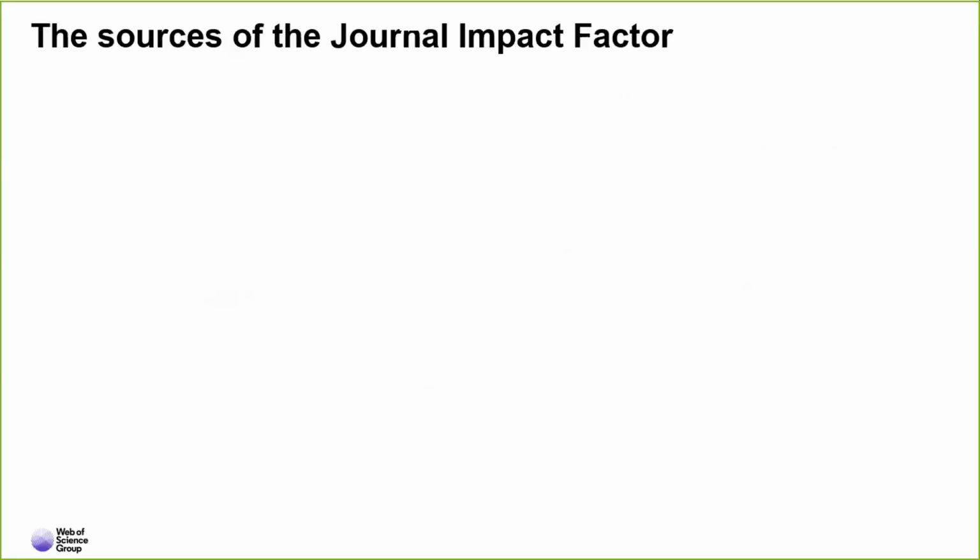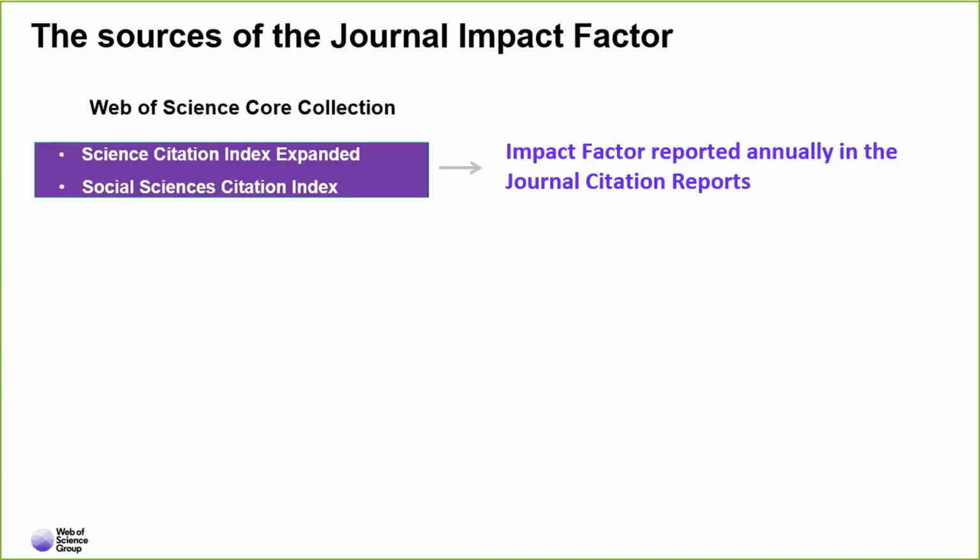Okay, so the sources of the journal impact factor. Last time, during the Web of Science session, we saw that you have several collections. The collection that we take into account to calculate the journal impact factor is the Web of Science Core Collection, but not all the citation indices. We take only the journals that are indexed in the Science and Social Sciences indices.